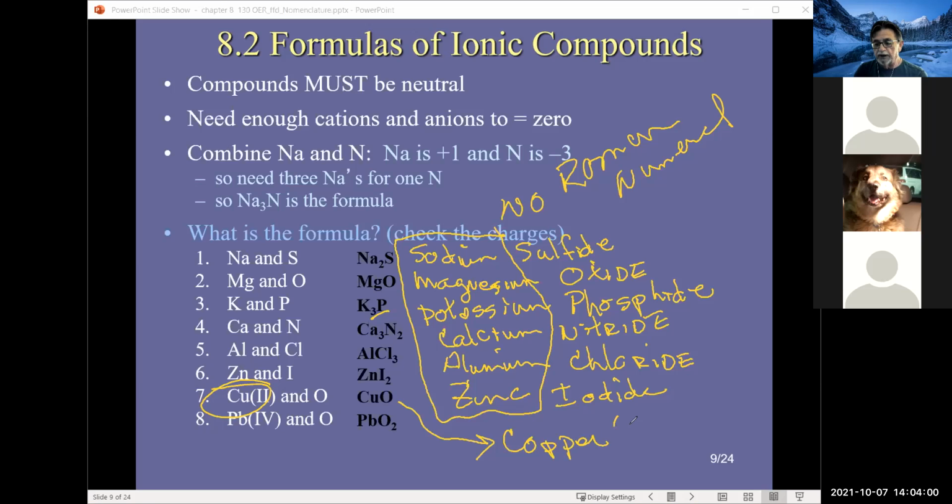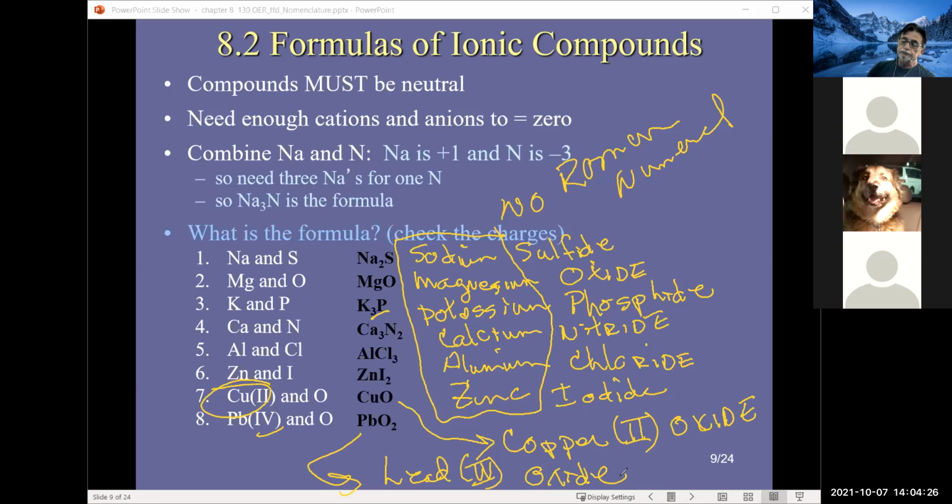We have to maintain the Roman numerals that you were given: Roman numeral 2 oxide. And that would be the name. And then this one would be lead, Roman numeral 4, uppercase Roman numeral, by the way, oxide.